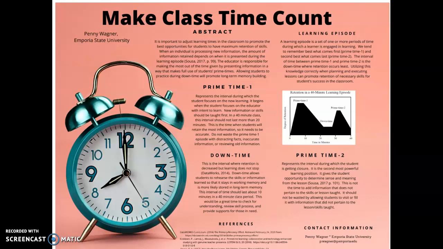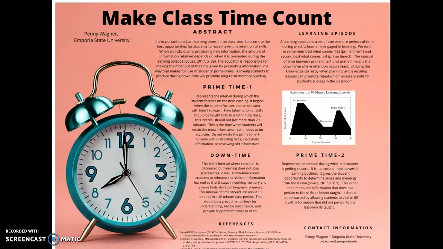During Prime Time 1, you will want to give students the best and most accurate information, as this is when they are the most focused on the new learning. You will want to give a short attention getter that relates to the lesson to gain their focus. And then you can begin.